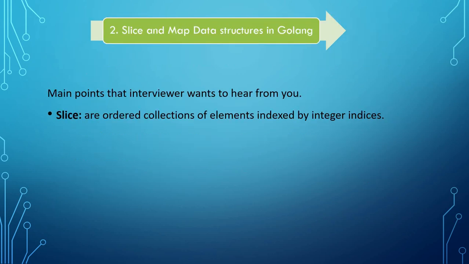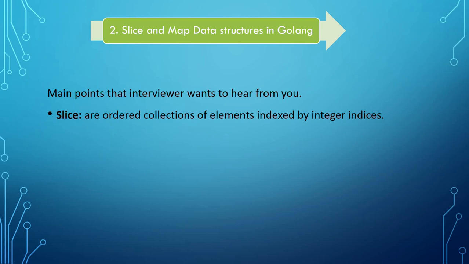Now the second question will be slice and map data structure in Go. What is slice we have already seen before. Difference between array and slice also we have seen. If you have not seen, you can go to lecture number 2. There you will find that 4 to 5 differences I have explained. You can refer to that video and note it down.